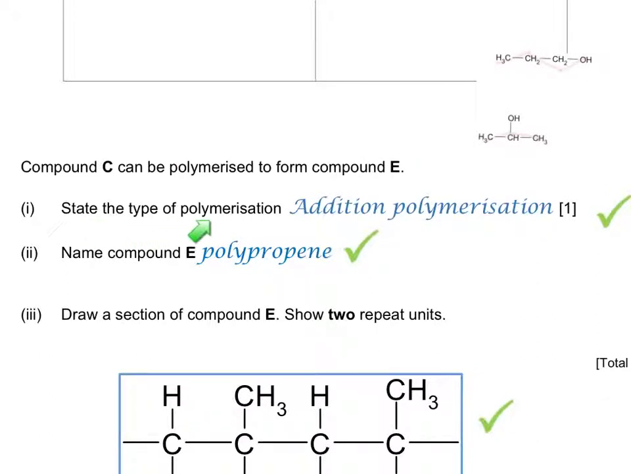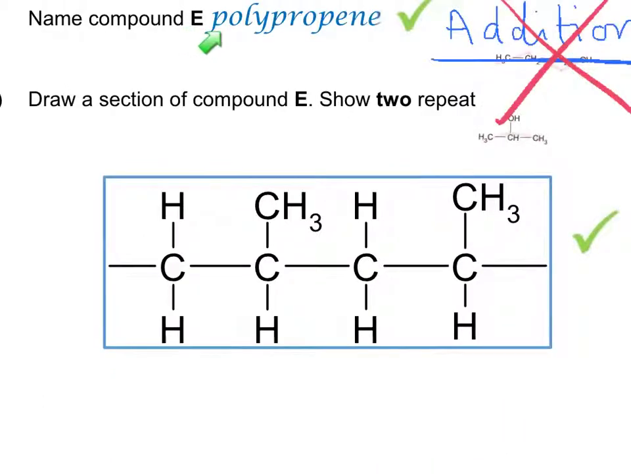Whenever asked about polymerization at AS, the answer will always be addition polymerization, being careful never to quote the word additional. Again, this is a very, very common mistake that students make, so just make sure that that is always avoided. When queried about the name of a polymer, this should be relatively simple. You always quote the name of the monomer, which in this case is propene, and then stick the word poly before the name of the monomer. So the polymer name is derived from the monomer.